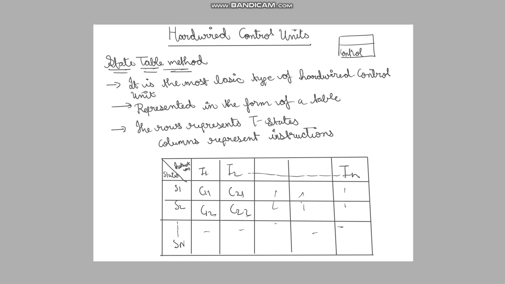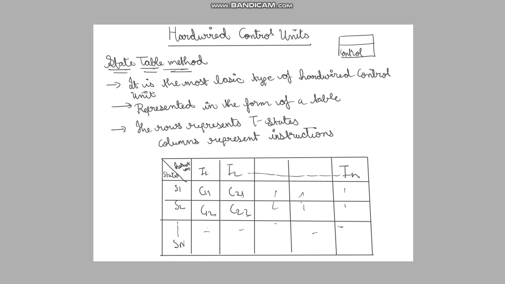So this is a type of control unit known as your hardwired control unit, and there are various methods in your hardwired control unit that we'll be exploring. The first one is a pretty simple method, and it was present in the early days in your initial processors. It is not an ideal method, because you'll come to know its advantages and disadvantages. It is the most basic type of hardwired control unit, and it is represented in the form of a table. So this is your table.